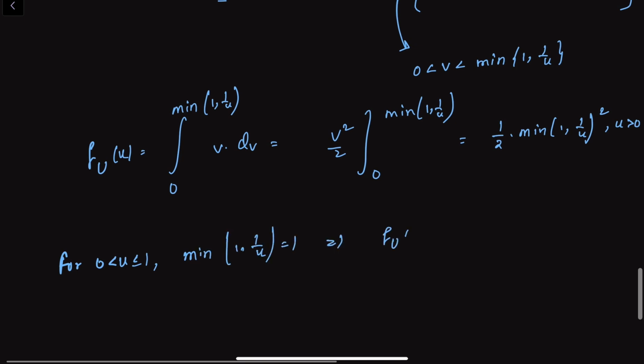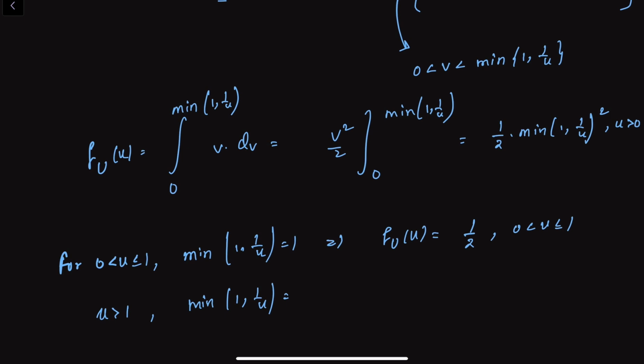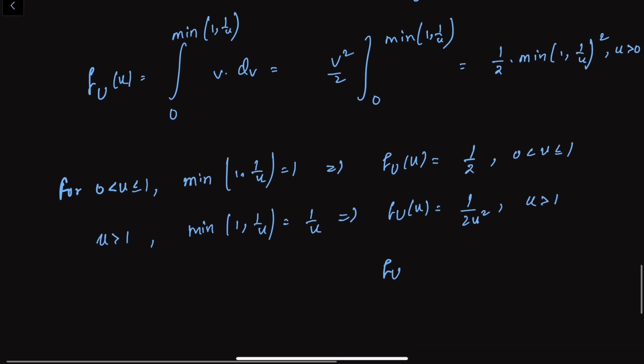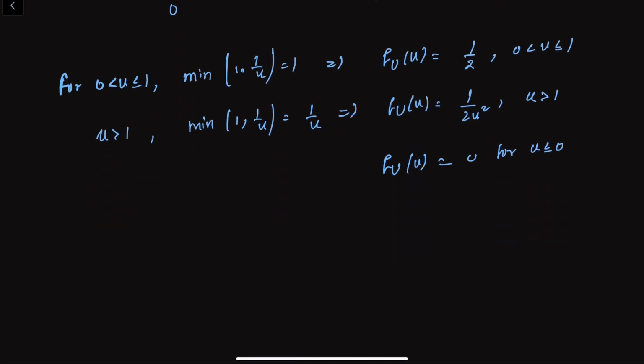So that implies f U of u would just be 1 by 2, where 0 less than u less than or equal to 1. But if u is greater than 1, then the minimum of 1 comma 1 by u would be 1 by u. So that implies the PDF would be 1 by 2u square when u is greater than 1. And this is 0 for u less than or equal to 0. So therefore, the density f U of u is 0 when u is less than or equal to 0, 1 by 2 when 0 less than u less than or equal to 1, and 1 by 2u square when u is greater than 1.